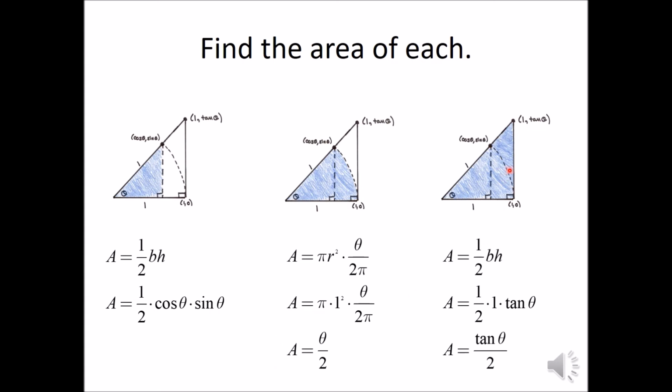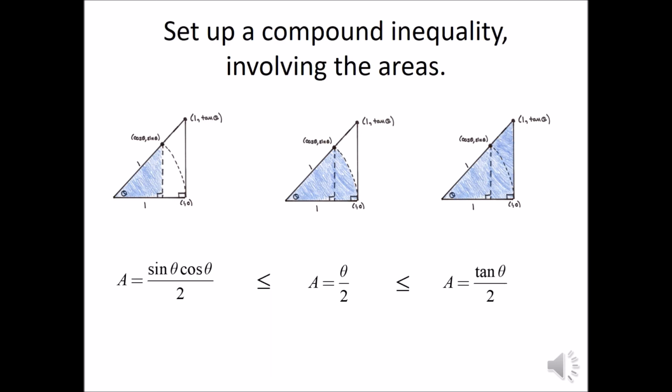Finally, this triangle over here, my base is 1, my height is just the y-coordinate of the point over there, tan theta. So I'm going to say a half times 1 times tan theta. I'm going to get tan theta over 2. Again, I hope you realize that this area is less than or equal to this area, less than or equal to that area. So I can set up this three-part inequality.